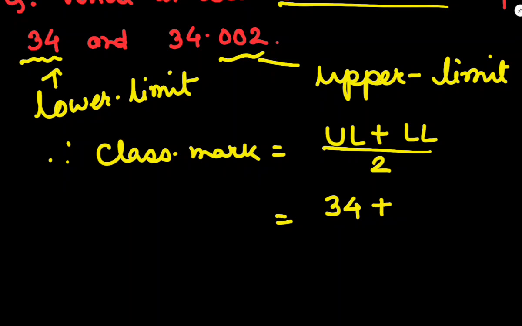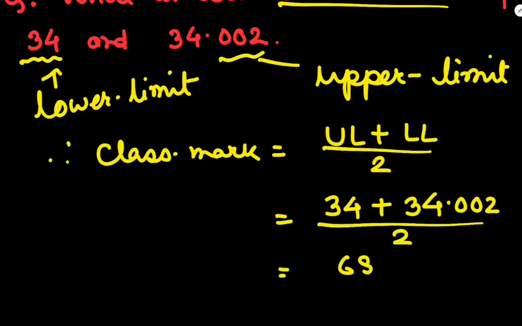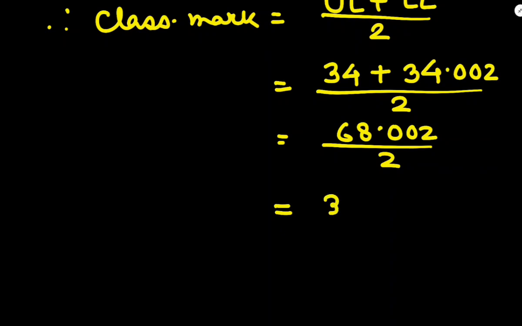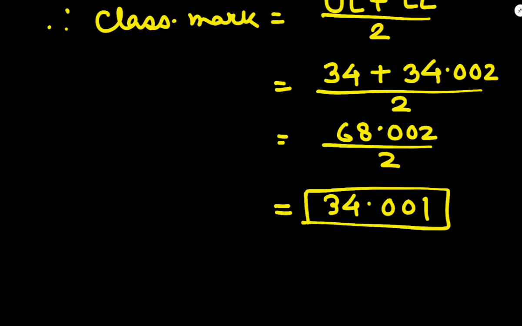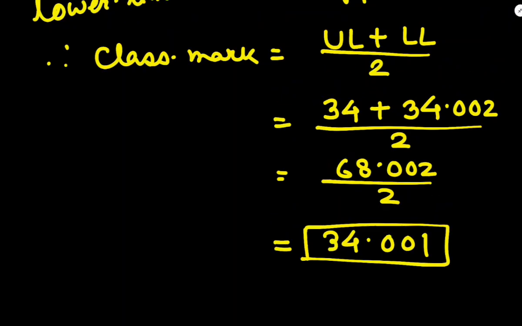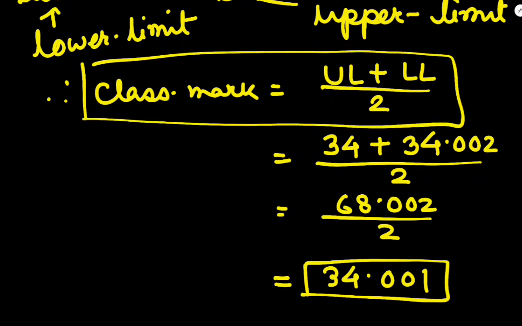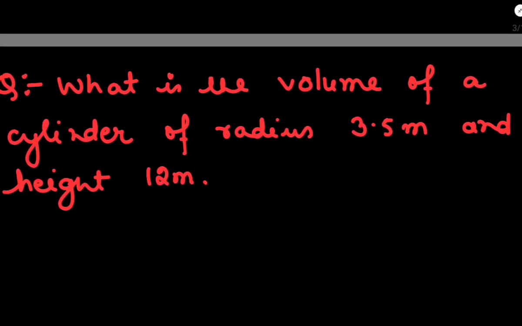So lower limit is 34. I'm writing the lower limit before, and upper limit is 34.002, by 2. So adding, 68.002 by 2. And simple algebra, simple division, 34.001. This is the required class mark. Again, very easy once you know the formula for class mark. So you need to know it. Moving on, now let's go to question number 4.